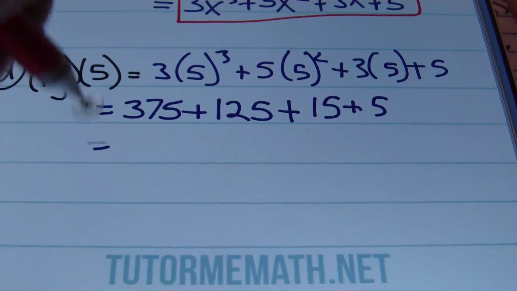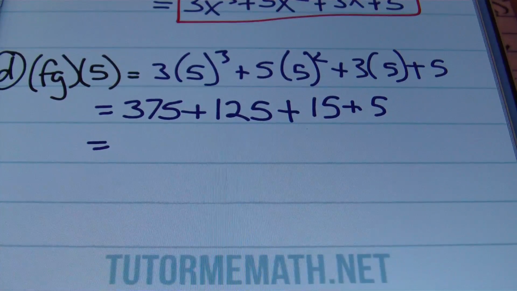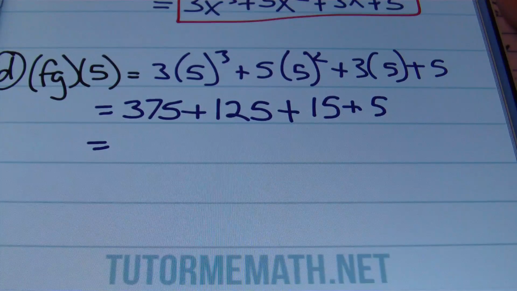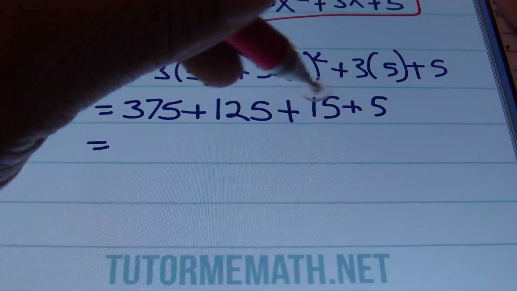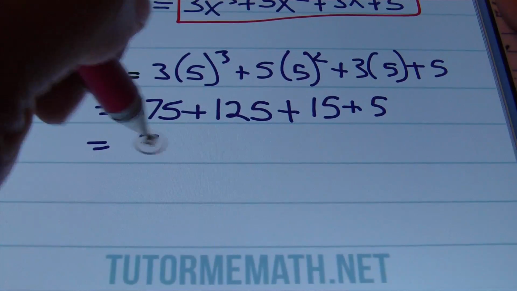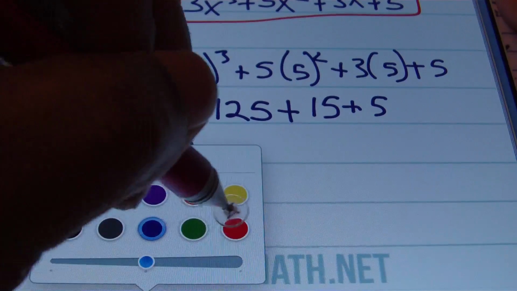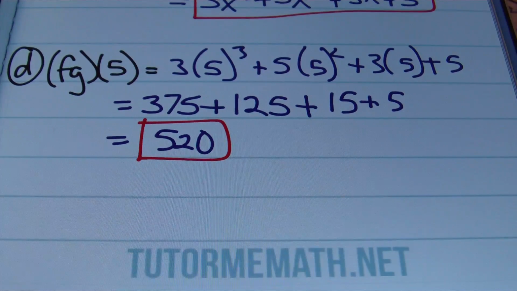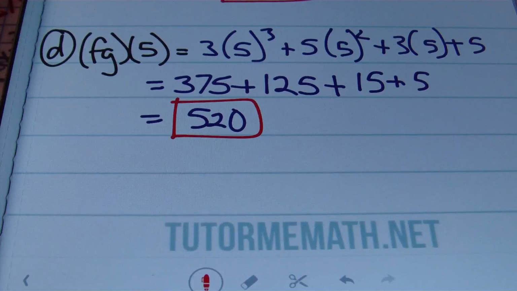From here, we'll be combining 375 plus 125 to get a result of 500. Then 500 plus 15 is 515. And then 515 plus 5 is 520. So in other words, add all these numbers together. You'll end up with 520. And that's the answer. That's it. Red boxing it. Yeah. Oh, you wanted to see that other technique.